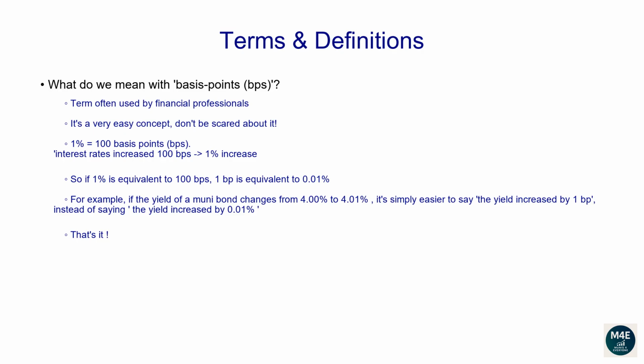What do we mean with basis points? Basis points is a term often used by financial professionals. It's a very easy concept. Don't be scared about it. 1% equals 100 basis points. For example, if interest rates increased 1%, they increased 100 basis points. So if 1% is equivalent to 100 basis points, 1 basis point is equivalent to 0.01%. For example, if the yield of a muni bond changes from 4.00% to 4.01%, it's simply easier to say the yield increased by 1 basis point, instead of saying the yield increased by 0.01%. That's it.